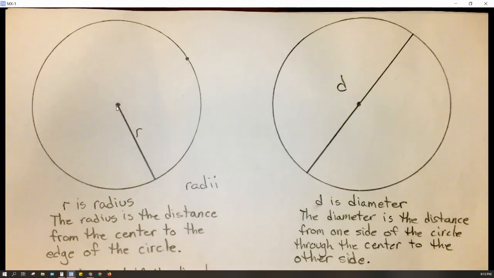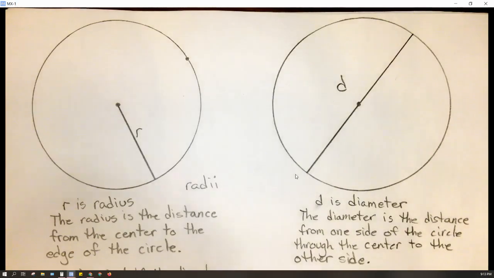Now, you might notice that the radius goes from the center to one edge. So if I put one radius going from the center to one edge, and then I go back to the center and put another radius going the exact opposite direction, that's a diameter. Take a look at the diagram for diameter. Go from the center of the circle in one direction, that's a radius. Go in the other direction, that's another radius.